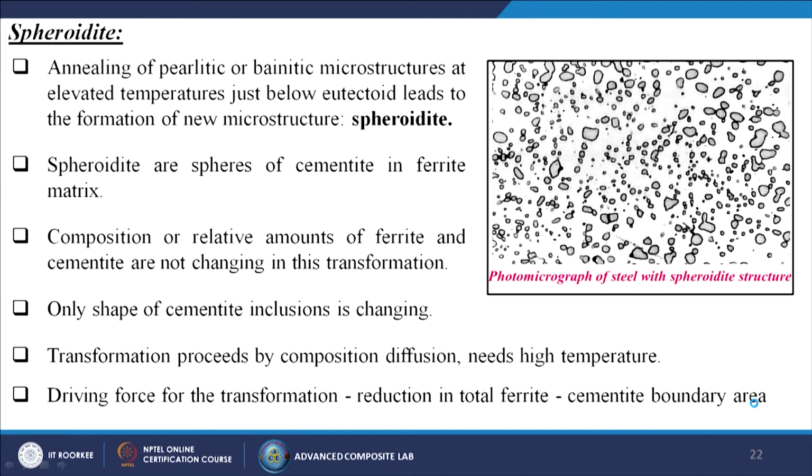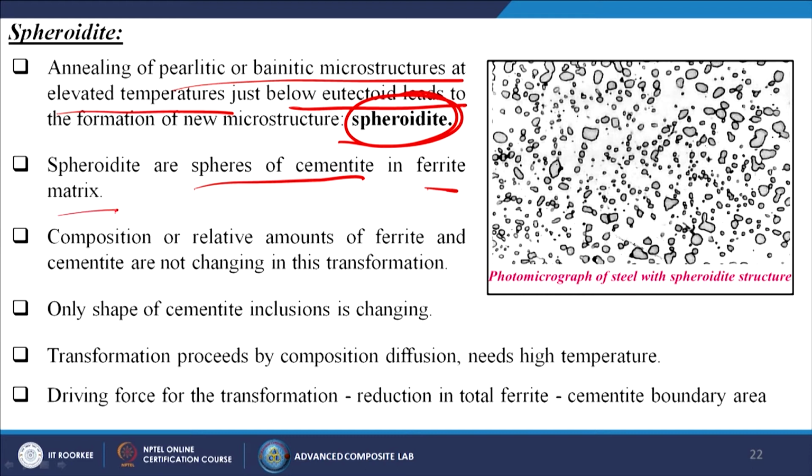Now, we are going to discuss the spheroidite. Annealing of pearlite or bainite microstructures at elevated temperature just below the eutectoid leads to the formation of a new microstructure which is known as spheroidite. Spheroidite consists of spheres of cementite in a ferrite matrix. The composition or relative amounts of ferrite and cementite are not changing in these transformations. Only the shape of cementite inclusions is changing.